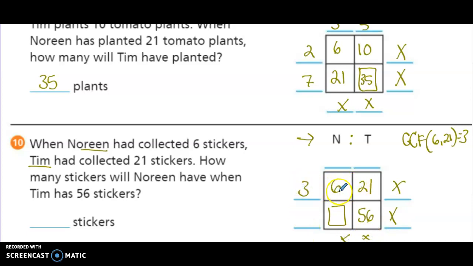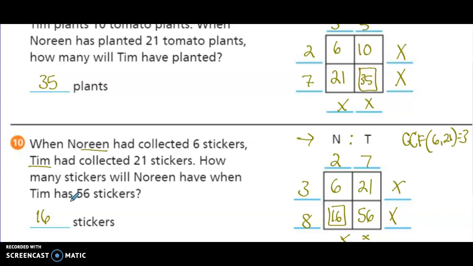Pull out the 3, and now I do my dividing. 6 divided by that greatest common factor. The answer goes on top. 21 divided by the greatest common factor of 3. The answer goes on top. 56 divided by 7 is 8. And now I can figure out how many plants by multiplying 8 times 2 for an answer of 16 stickers. Whoops, I said plants. Okay, you want to pause, get your note sheets filled in, study the answers.